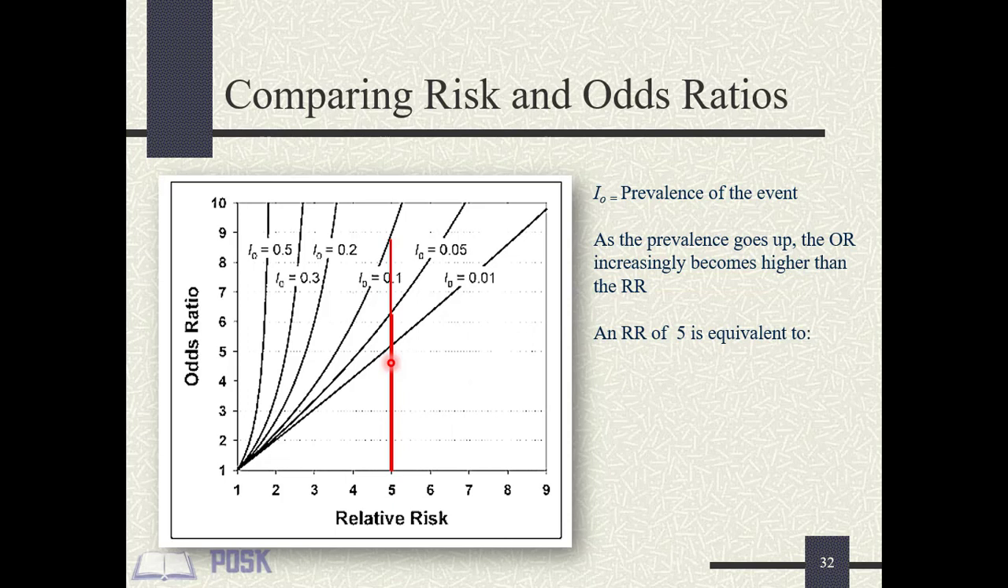This graph shows the relationship between risks and odds as the prevalence increases. The odds ratio is on the y-axis while the relative risk is on the x-axis. The curves represent the prevalence of the events.